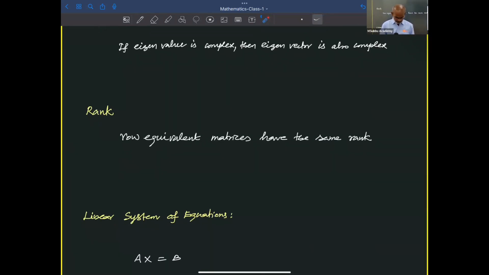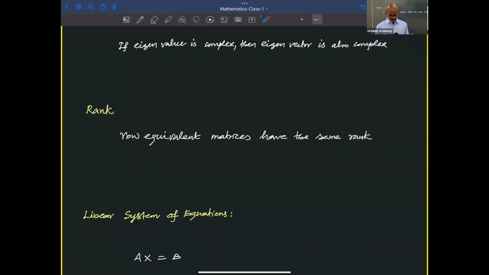And for getting the rank, we need to check the determinant. If the determinant is equal to 0, that means the rank is lesser. If you have a 3 by 3 matrix and the determinant is equal to 0, that means the rank is not equal to 3. It is less than 3.